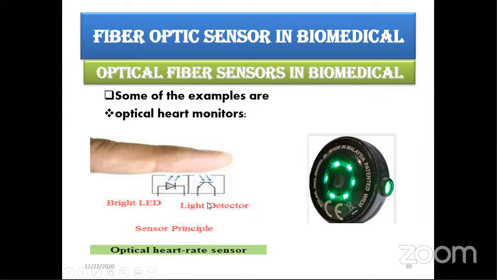Since blood absorbs more light, fluctuation in the light level can be translated. Whenever we fix these optical heart monitors, the light passes through the blood. The blood absorbs the light and the fluctuations in the light level can be translated into heart rate. This process is called photoplethysmography. This is the principle of photoplethysmography. The LED light is shined, absorbed by the blood, and based on the blood movement the light is reflected back and measured, so the optical heart rate is measured by the optical heart monitors.